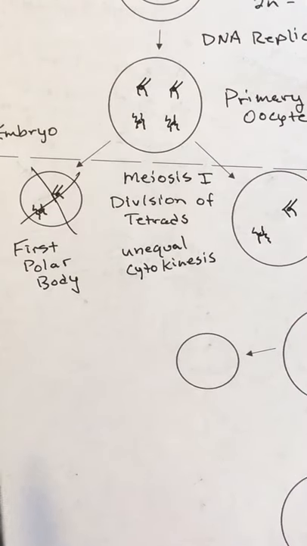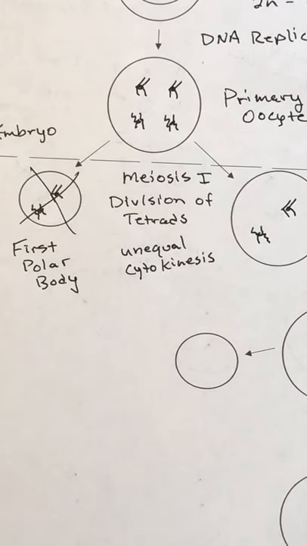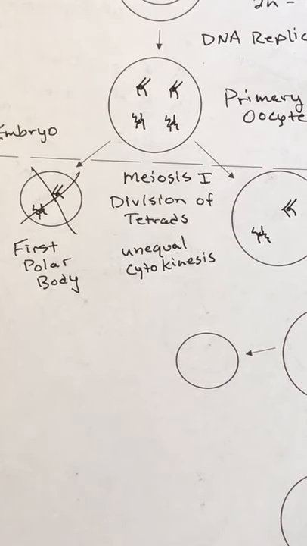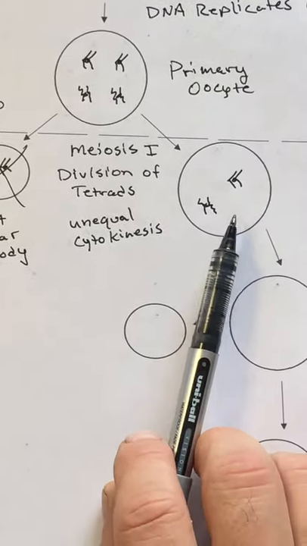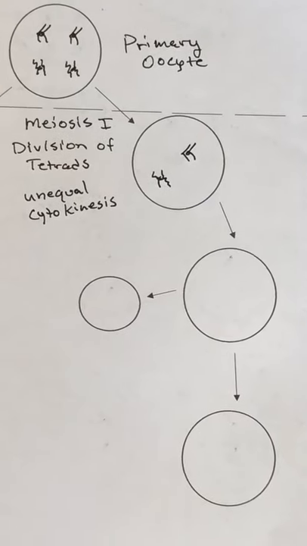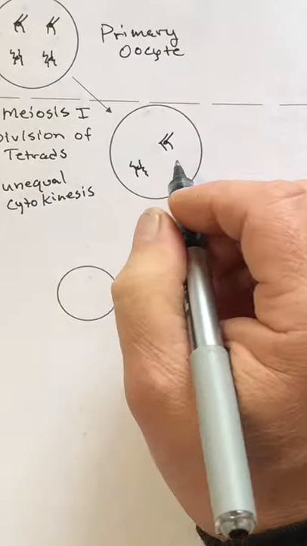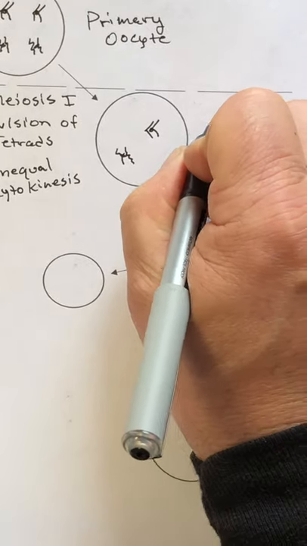Both mitosis and meiosis in the male, you have an equal distribution of the cytoplasm to the daughter cells. But because we're only generating one mature ovum or egg in this scenario, we're saving the majority of the cytoplasm and the nutrients for that cell that's going to become the mature gamete. And this cell is called the secondary oocyte.